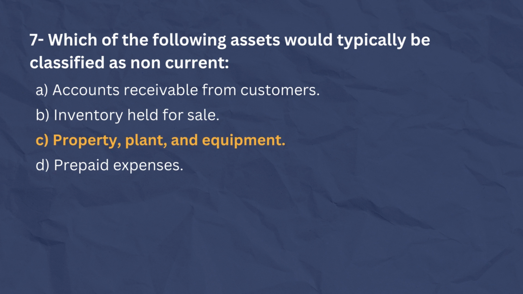The correct answer is C. Property, plant, and equipment are tangible long-term assets used in business operations and are expected to provide economic benefits over multiple periods. They are generally classified as non-current assets.